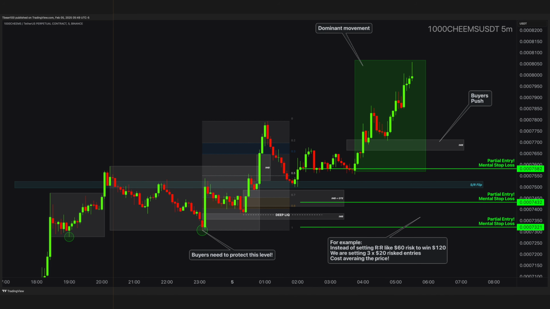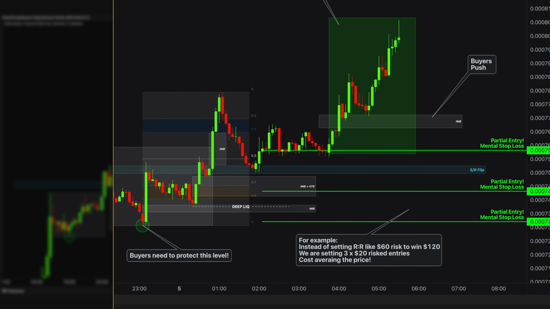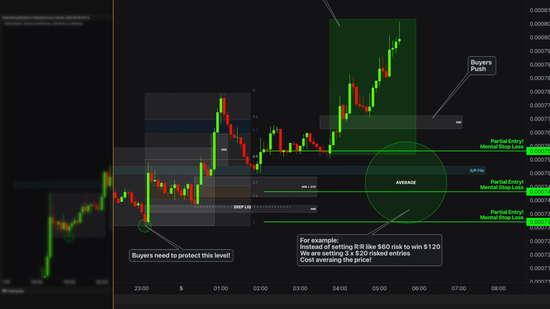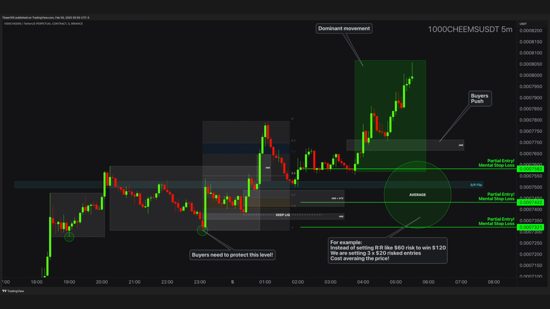So, what did we do here to avoid direct stop losses? For example, instead of using a risk-reward like risking $60 to win $120 on a 2-hour setup, we divided that $60 risk into 3 small pieces of $20. We made multiple entries with our mental and dynamic stop loss in case the price drops further. In another sense, we just created ourselves an average price.